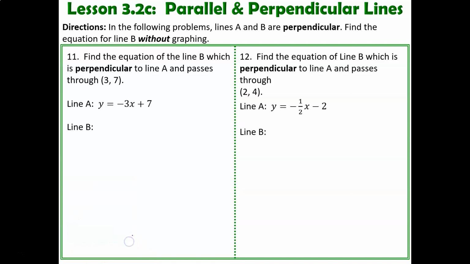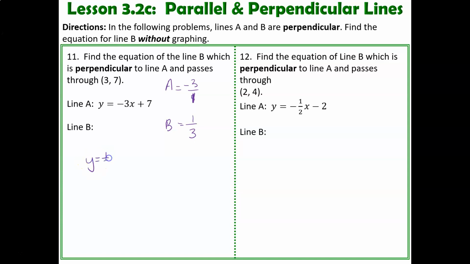All right, let's start on number 11. So now we need to find the equation of line B, which is perpendicular to line A and passes through (3, 7). We know that the slopes of perpendicular lines are negative reciprocals. So the slope of line A is negative 3 over 1. We're going to flip that upside down for B and make it positive. So 1/3. Now we're going to use the point.